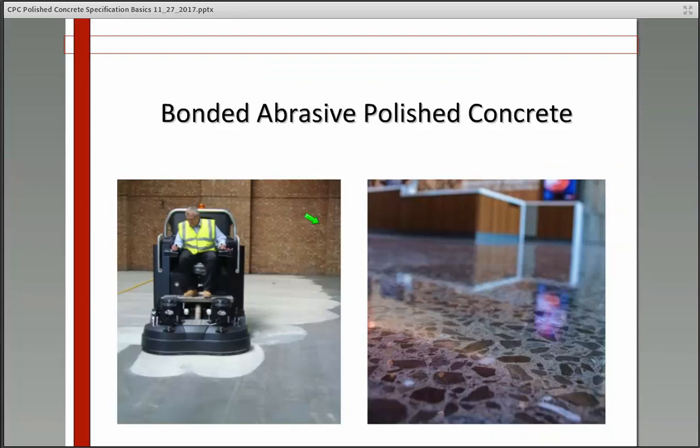Bonded abrasive concrete, what I usually say here is that these machines can do large format work or small work, and bonded abrasive polished concrete is really the only one that's going to be able to give you the Class C reveal of coarse aggregate.